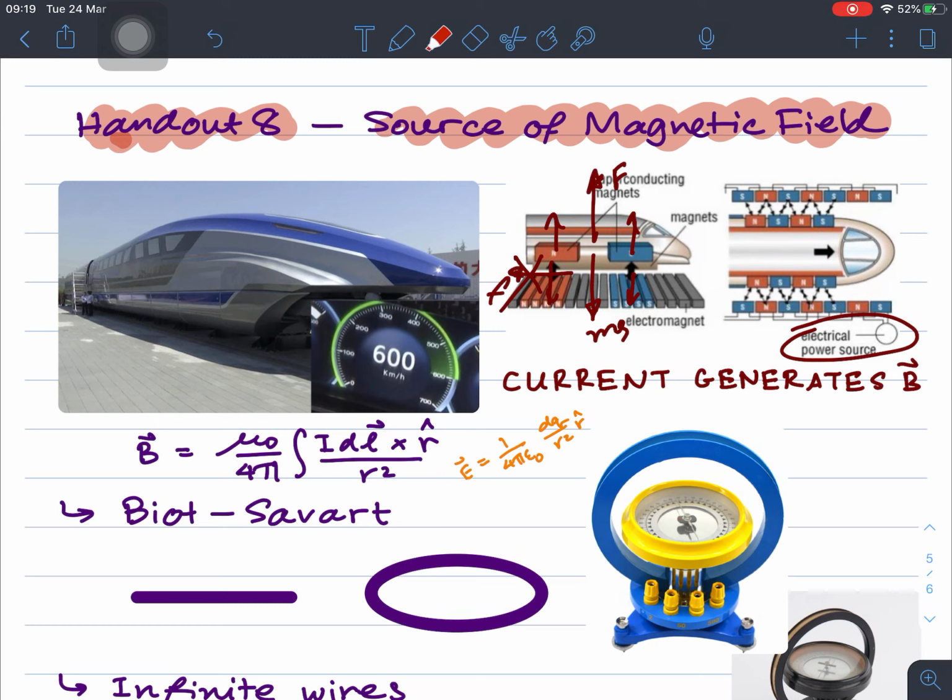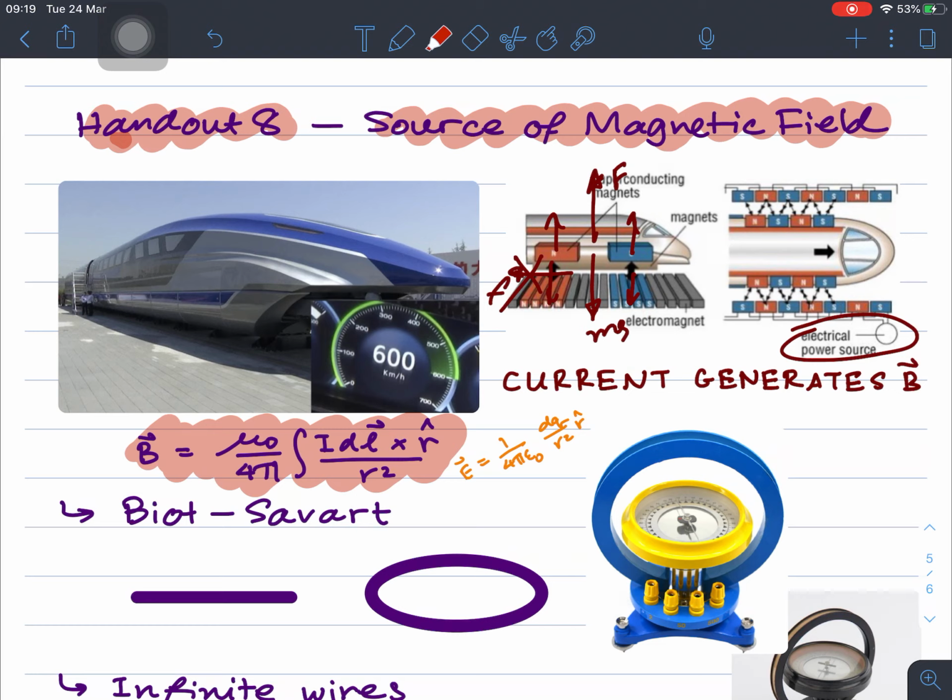In this equation, this is Coulomb's law. Coulomb's law is the equation that we talk about for the source of electric field, that can generate electric field or electric force. But in this handout, we are talking about magnetic field instead of electric field. For the magnetic field, the source is the current. If you have current, you always have a magnetic field according to this equation called Biot-Savart's law.